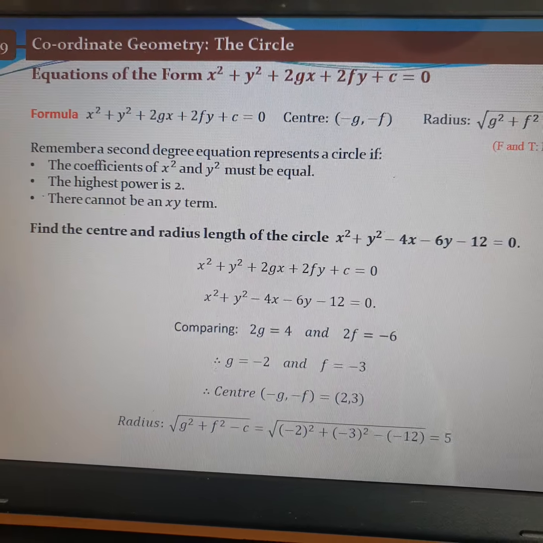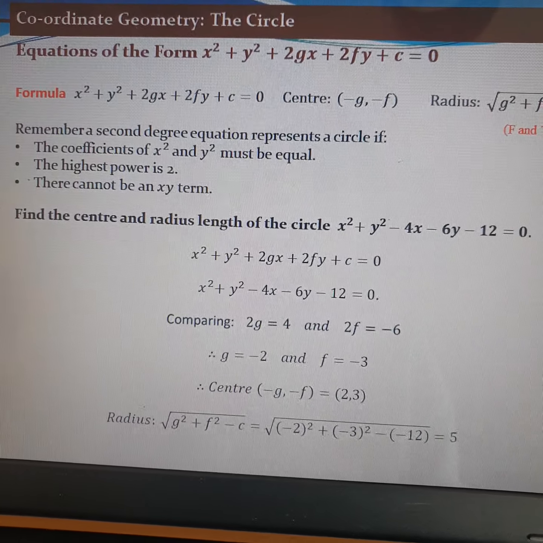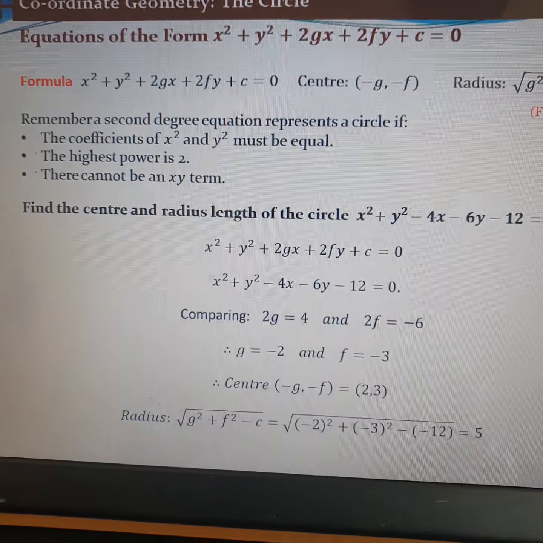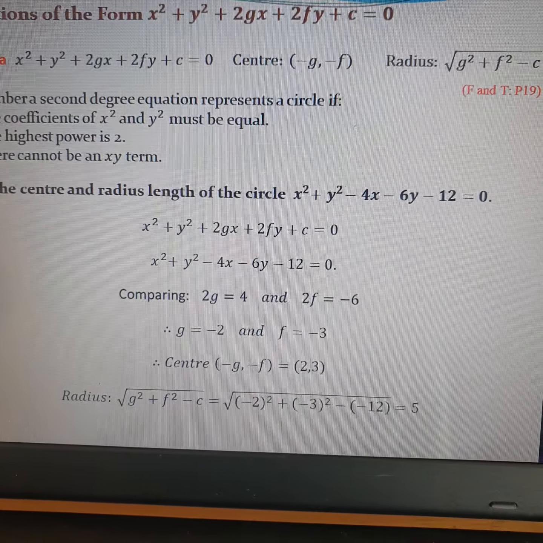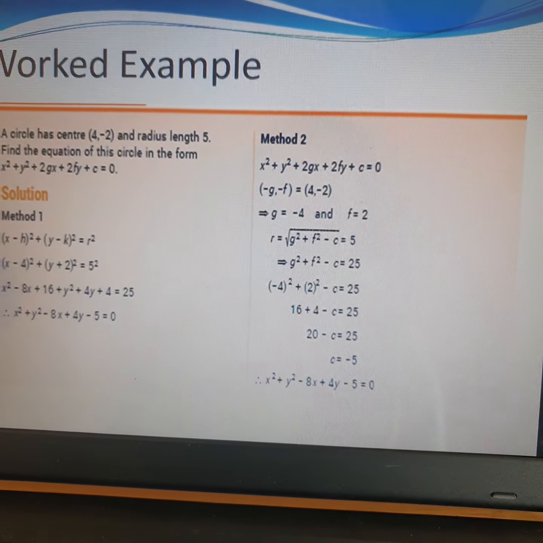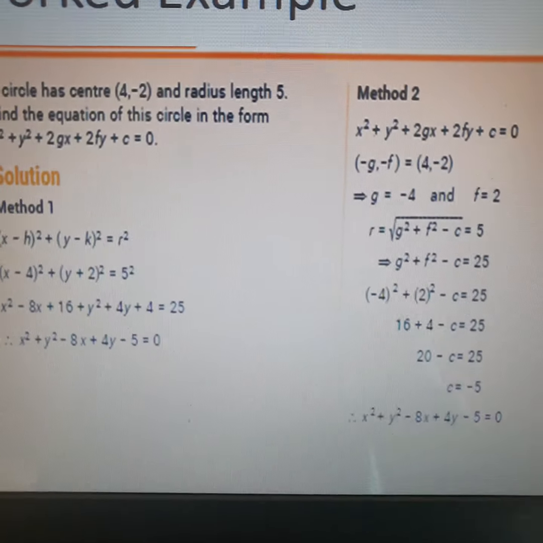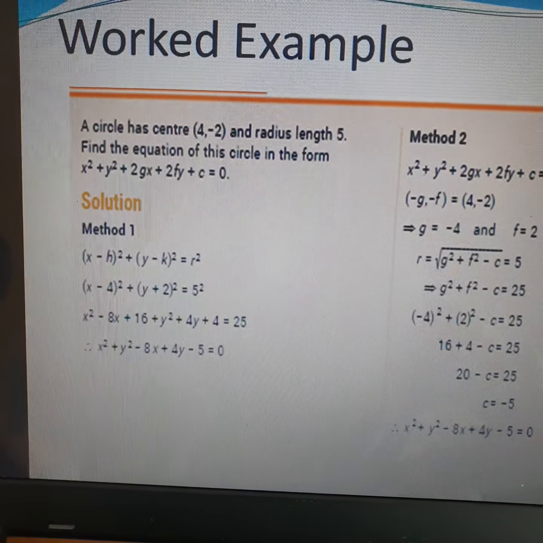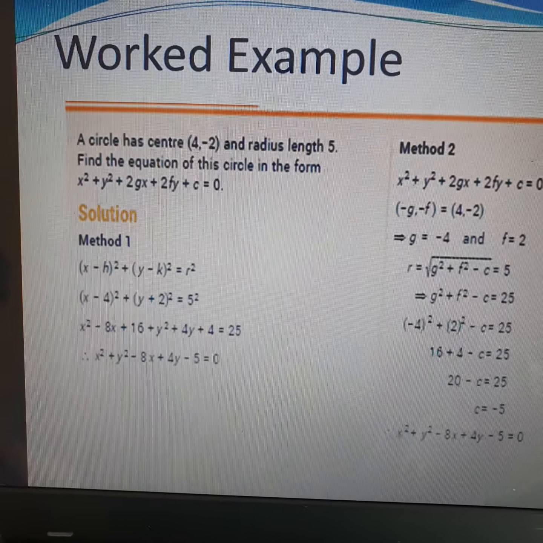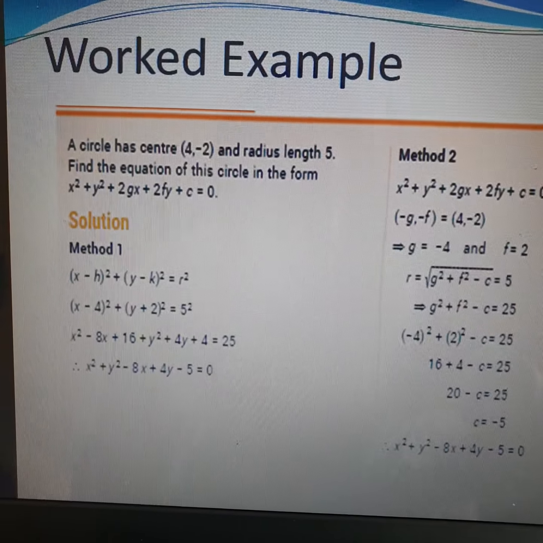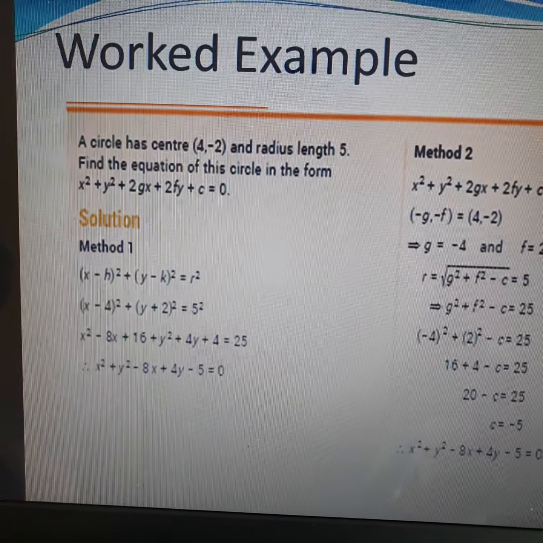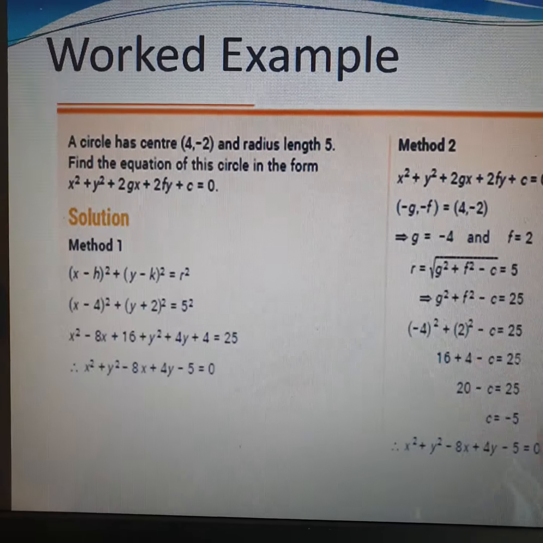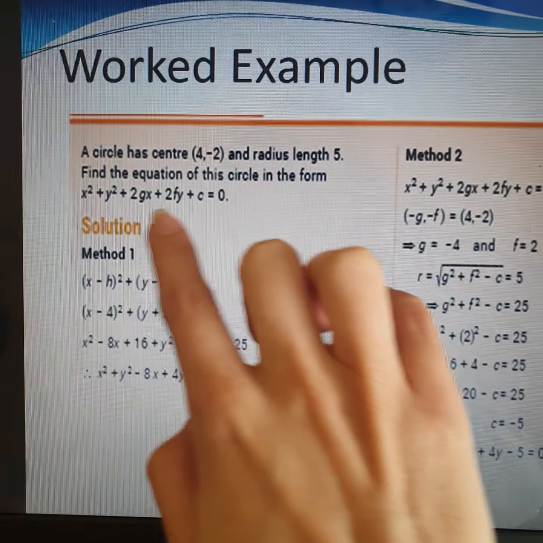So for this particular circle, we can easily read that the centre, using these formulas here, is 2, 3, and the radius is 5. Okay? Now another example, which was taken out of the books. A circle has centre 4, minus 2 and radius length 5. Find the equation of this circle in the form x squared plus y squared plus 2gx plus 2fy plus c is equal to 0. So the first thing I would do is think about how I would set up this format.